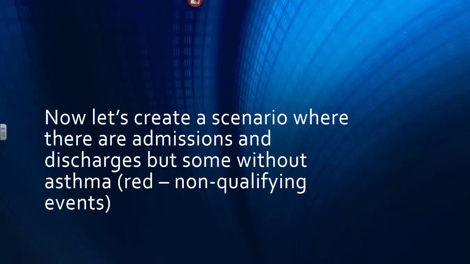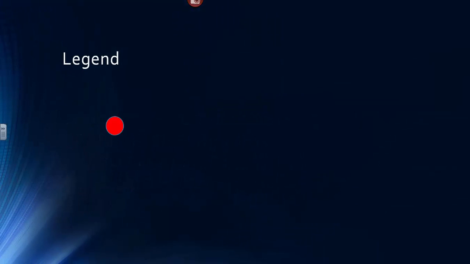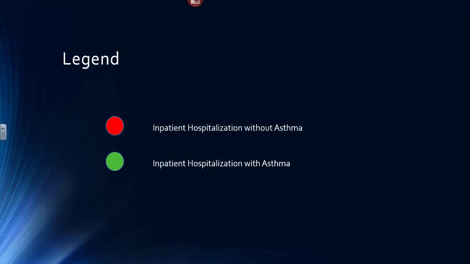Now let's create a scenario where there are admissions and discharges, but some are without asthma. They're labeled red and are considered non-qualifying events. So the legend: red means an inpatient hospitalization without asthma. Green means an inpatient hospitalization with asthma.